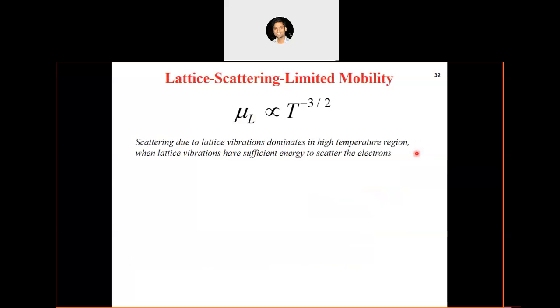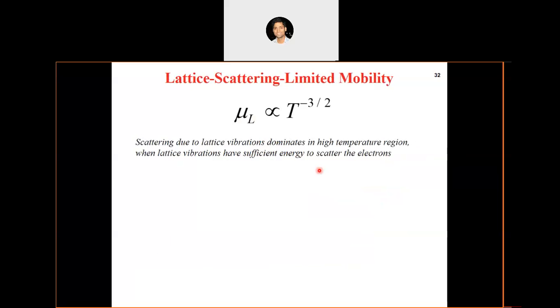Now let us start our discussion on lattice scattering limited mobility. You remember what lattice scattering limited mobility is, right? In the second chapter, we discussed that when the source of scattering is lattice vibrations, then it is known as lattice scattering limited resistivity. Here it is mobility, because mobility and resistivity are interrelated, right?